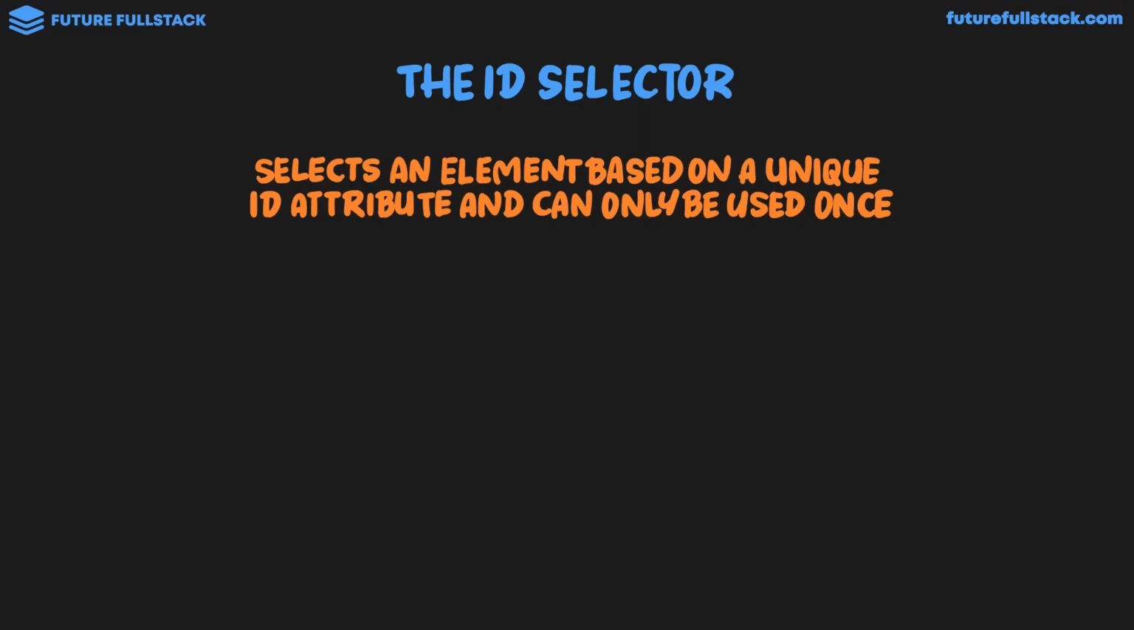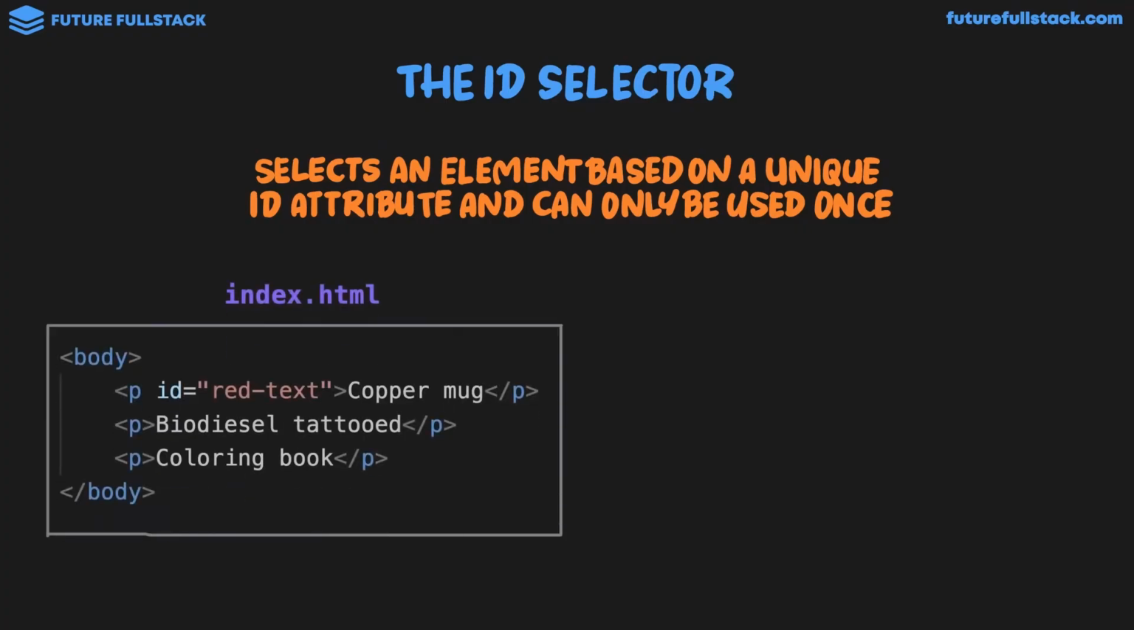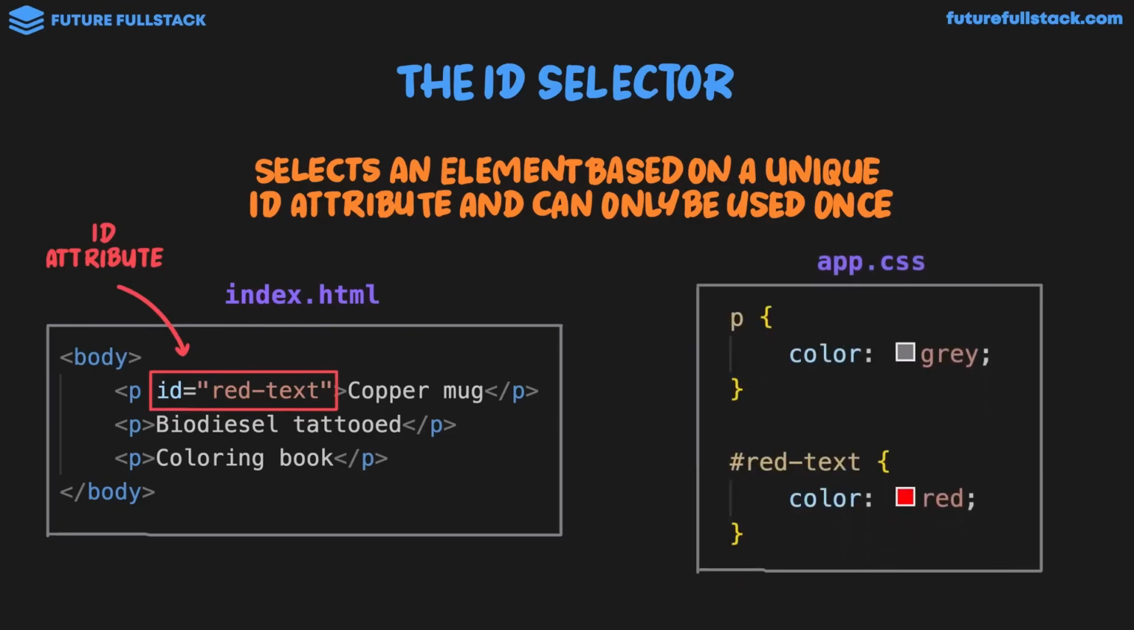Let's now look at an example using the ID attribute in CSS. Let's say we have an index.html page, and we have this body with this paragraph text. You can see here the ID attribute. It has the value red-text. In the app.css file, we would have styles like this, where the color of all paragraphs is grey, but the paragraph with the ID value red-text is set to red.